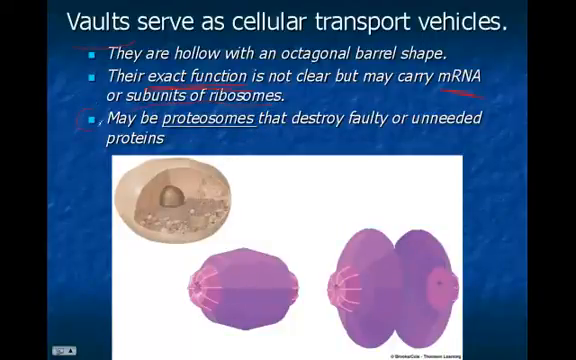But one of the main functions, and this one's been pretty extensively studied, and I think is the function that's been most confirmed, is that they think these vaults act as what we call proteasomes. What that means is they are going to break down and destroy faulty or unneeded proteins. So proteins that sometimes are faulty or misfolded will be taken in by these vaults and broken down, and that way they can't cause any problems or harm out there in the cell. So that's the main function that's been confirmed for vaults.